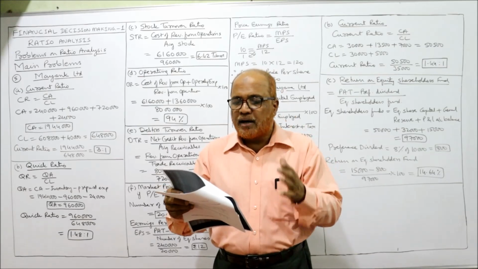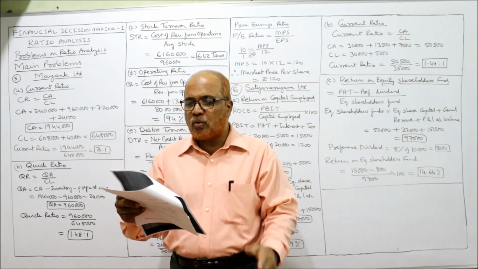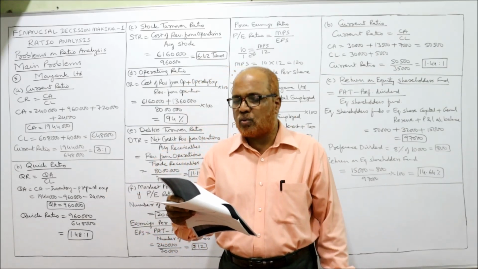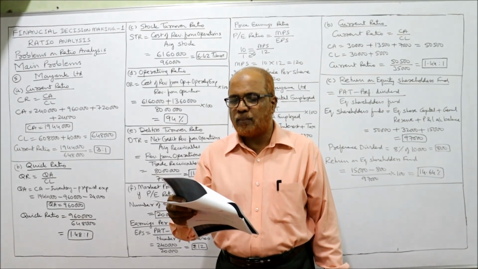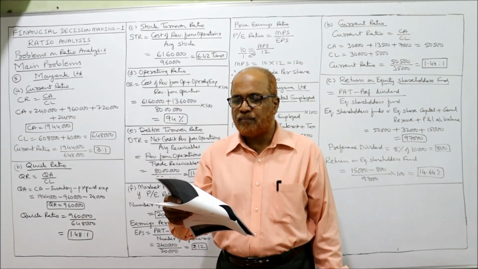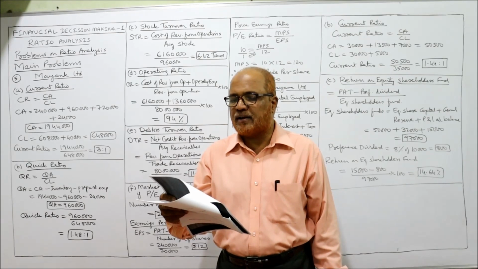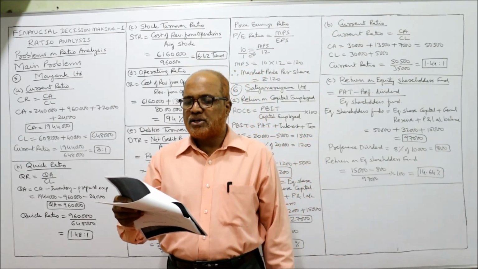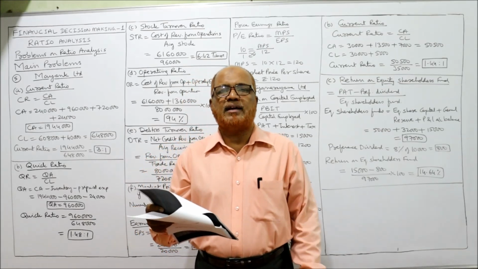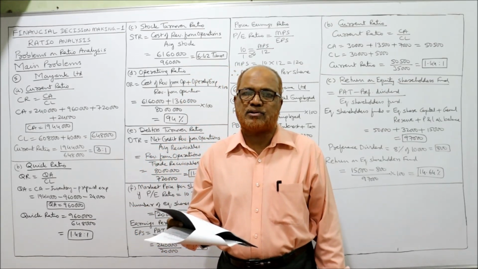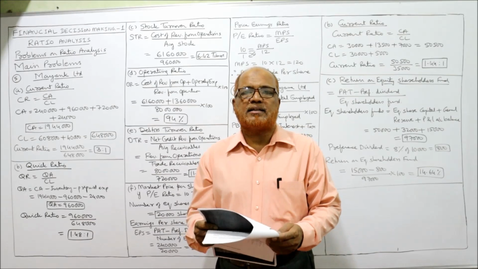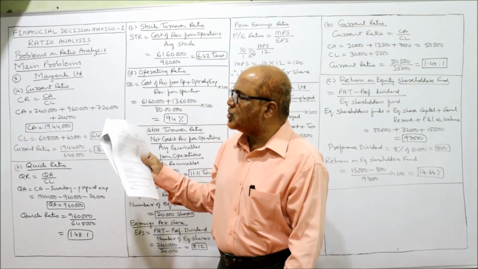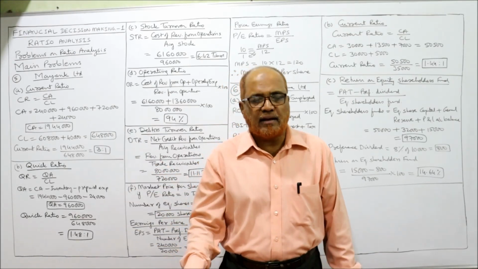Calculate the following: A, current ratio; B, quick ratio; C, stock turnover ratio; D, operating ratio; E, debtors turnover ratio; F, market value of the share if price earning ratio is 10 times. So these are the ratios specifically given in the problem we have to calculate. But before starting that, take a screenshot of the solutions of 5th and 6th problem, then I'll explain.